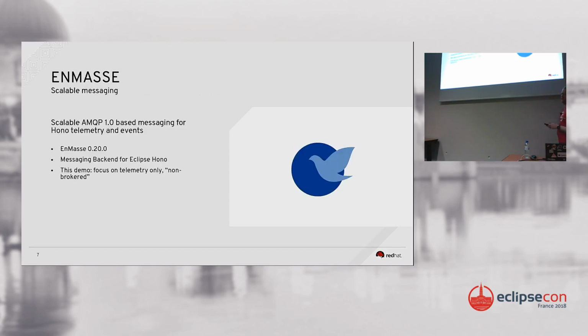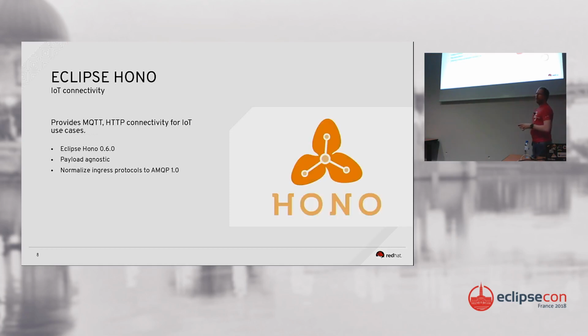We have NMAS. NMAS is the messaging layer. So this is generic messaging without any IoT specifics. And we have Eclipse Hono, which, based on the NMAS layer, adds IoT-specific messaging. So more focus on MQTT, on device registry, and so on. One important thing is that Eclipse Hono basically is payload agnostic, so it doesn't care what's sent over the messages, but it only provides the endpoints and the transport mechanisms.